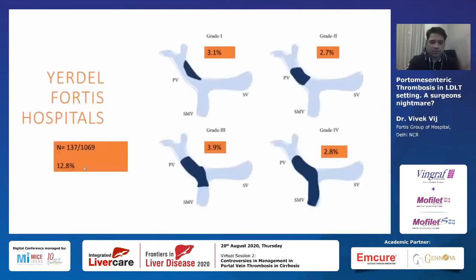In Fortis Hospital, out of 1069 cases which we analyzed, there were 137 portal vein thrombosis cases, creating an incidence of around 12.8%. Grade 1 and grade 2 were the maximum, that is, out of 12.8%, they were about 6%. Grade 3 was 3.9%, and grade 4 was 2.8%.